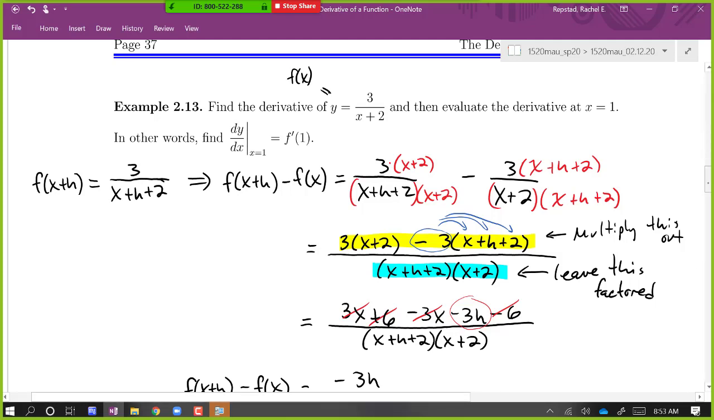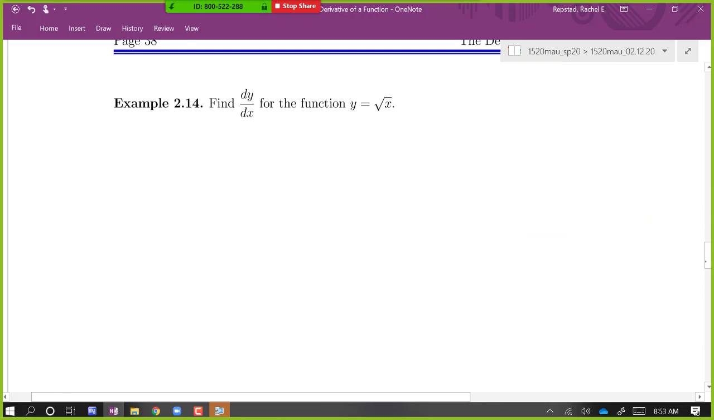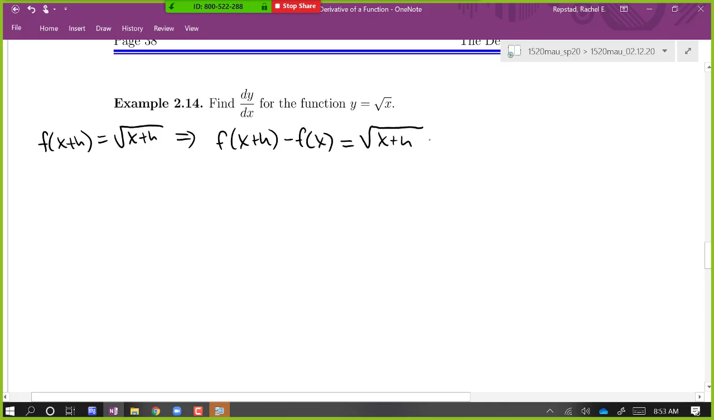So now we're going to do another example. We're going to find the derivative of the function y equals the square root of x. All right, so that's our f of x function. So f of x plus h is the square root of x plus h. Nothing we can do, that's already simplified. So f of x plus h minus f of x is the square root of x plus h minus the square root of x.